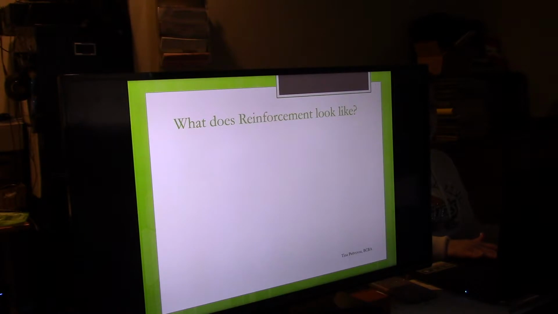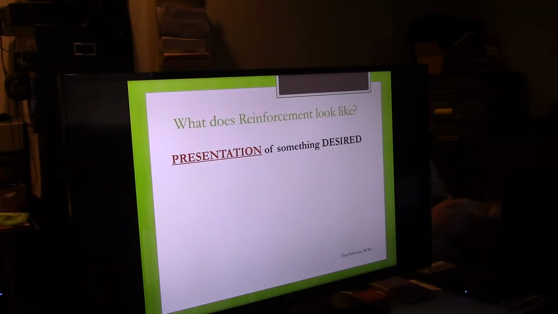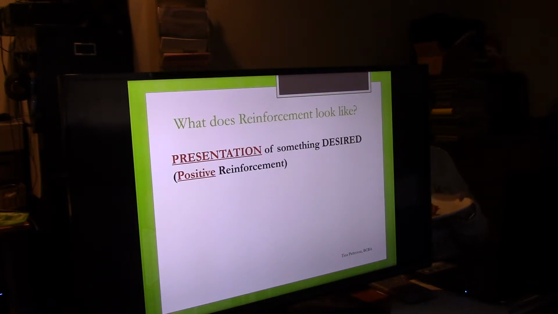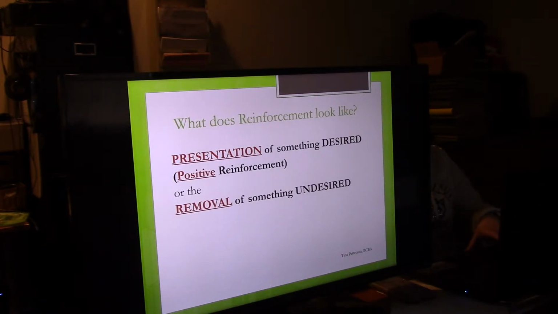What does reinforcement look like? It is the presentation of something desired, which is positive reinforcement because it's the presentation. Or the removal of something undesired, which is negative reinforcement. So, work, pain, hunger.